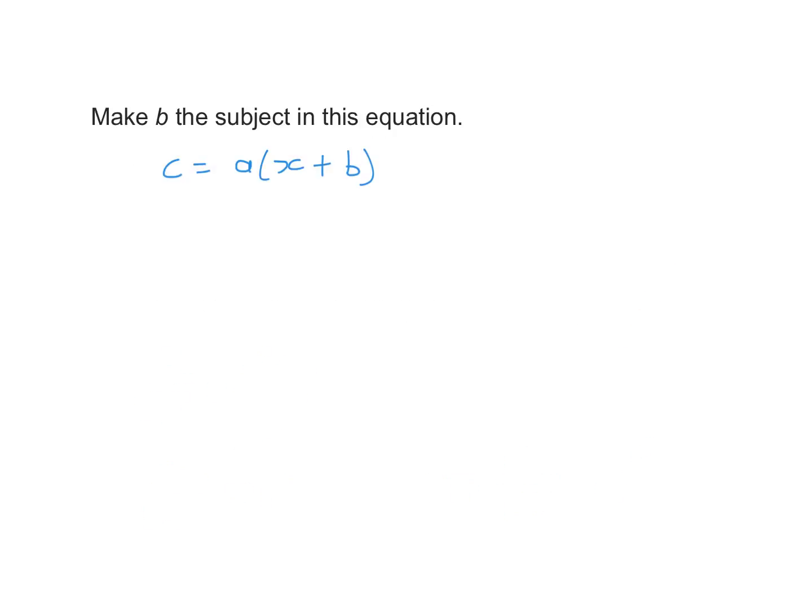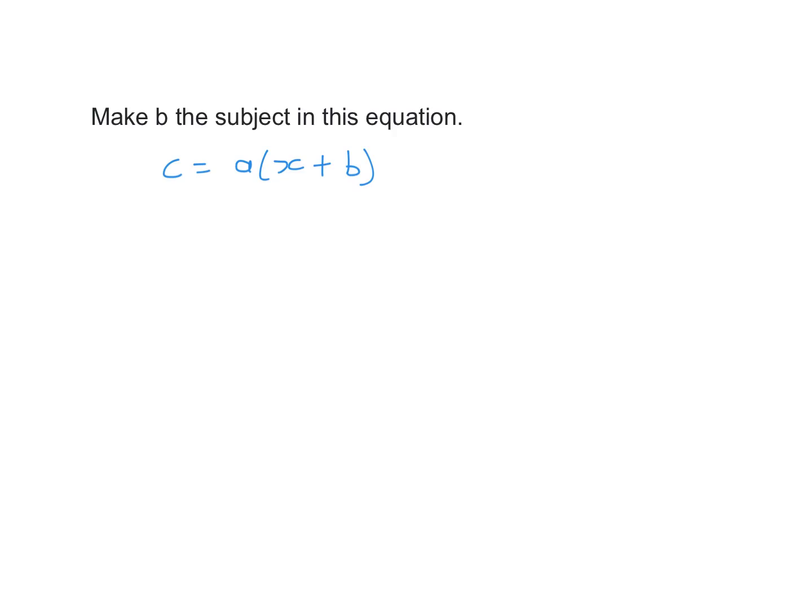Alright, so here's a little bit of practice for you. We want to make b, which in this case is sitting over there in this equation, the subject. So we've got to move b from that position, and it's got to stand alone by itself on the left hand side. Put the video on pause, give this a go, and when you're ready come back and see if you got it right. Okay, well there's two ways that we could do this.